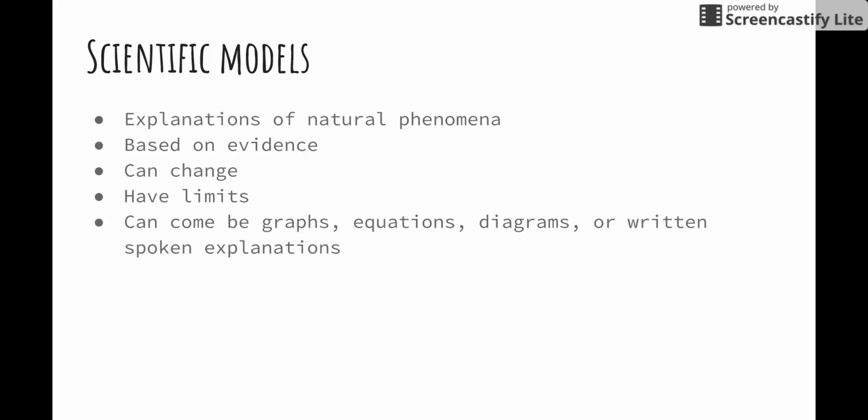So let's review. A scientific model is an explanation of a natural phenomena. It is based on some sort of observable evidence, and when we have new evidence, the scientific model can change. Now, scientific models have limits. They explain one aspect of how something behaves, and they have really limited uses. And scientific models can come in many different forms. It can be a graph, it can be an analogy, it can be a mathematical equation, it can be a picture diagram, or it can be a written and spoken explanation.